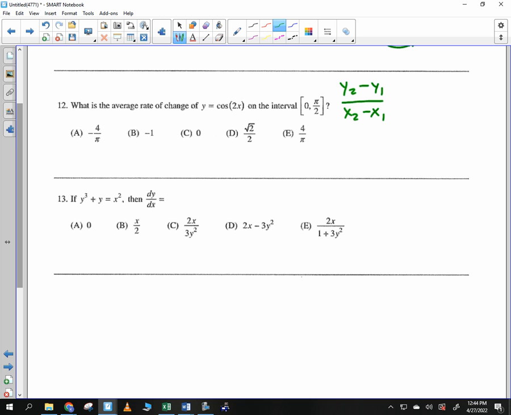So I'm going to plug in pi over 2 here. 2 times pi over 2 is pi. What's cosine of pi? Negative 1. Minus, now I plug in 0. What's cosine of 0? 1. Divided by pi over 2 minus 0. I get negative 2 over pi over 2. Multiplied by the reciprocal, I get negative 4 over pi. A.